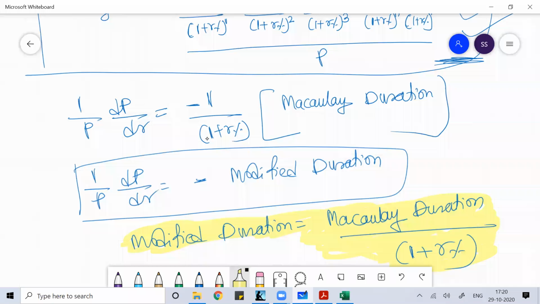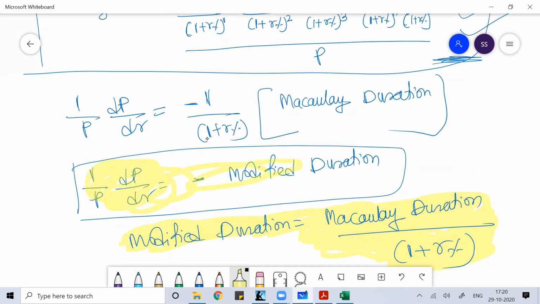As you can see from this formula, 1 by P dP by dr is minus modified duration. The minus sign here basically means that the price and the YTM, the rate of interest, are inversely proportional to each other. The price of the debt instrument depends upon the interest rate in the market. Whenever the interest rate in the market increases, automatically the price of the debt instrument will decrease. And whenever the interest rate decreases, the price of the debt instrument will increase. Everything is a factor of demand and supply.